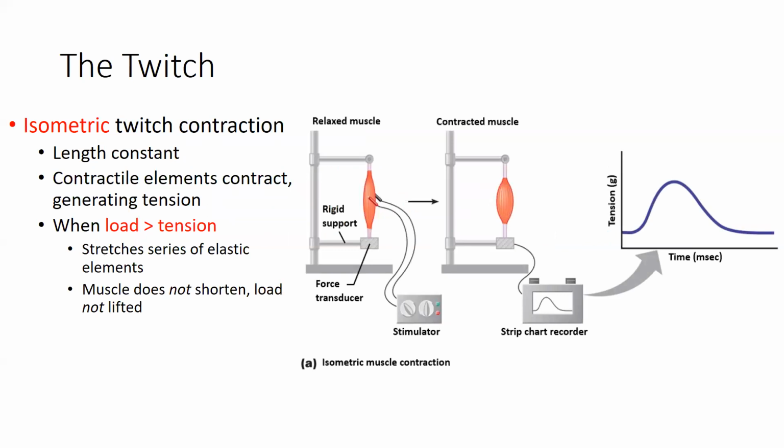So the first style or type of twitch is the isometric twitch. Isometric twitch contraction. And as the name implies, iso means same or constant, metric meaning length, right? The length of the muscle remains the same for an isometric contraction. The muscle does not shorten. That's going to be very important.